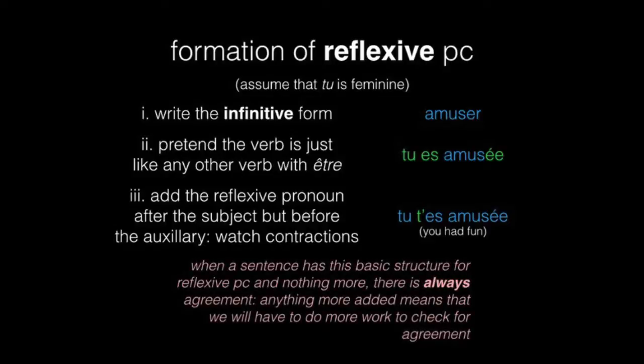When a sentence has this basic structure for reflexive PC and nothing more, there is always agreement. Anything more added means that we will have to do more work to check for agreement, and that sounds fairly vague, but you'll see what I mean soon.